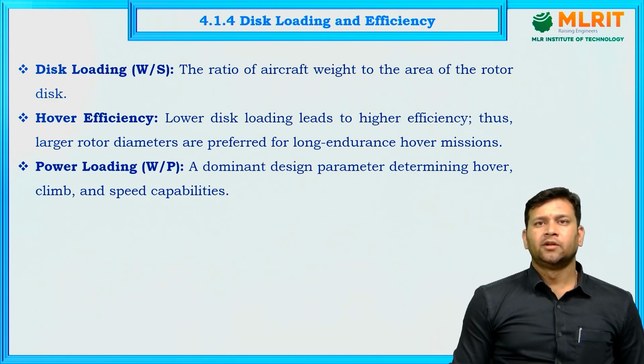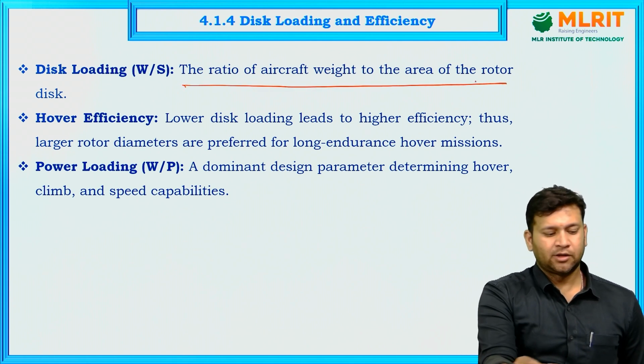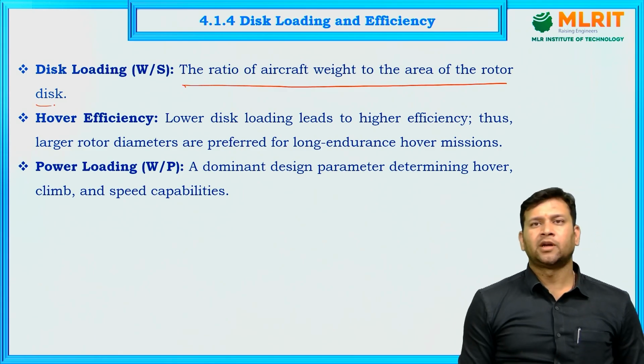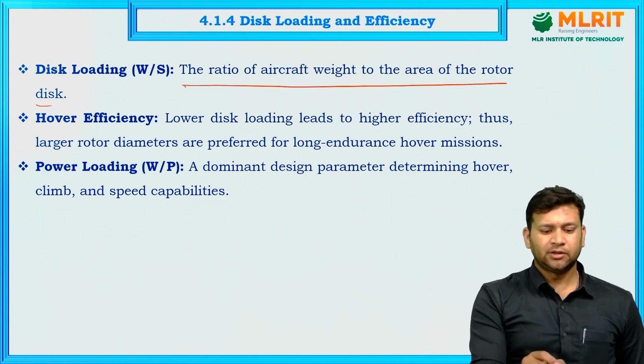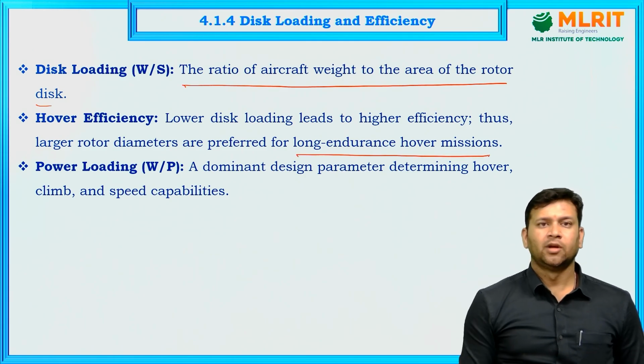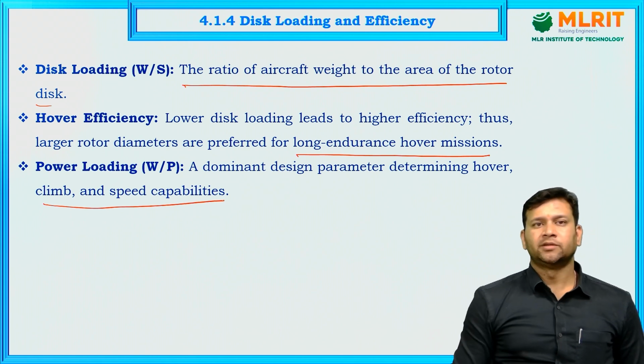Disc loading: the ratio of aircraft weight to the area of the rotor disc. Hover efficiency: lower disc loading leads to higher efficiency, thus larger rotor diameters are preferred for long endurance hover missions. Power loading, it is W by P, a dominant design parameter determining hover, climb and speed capabilities.